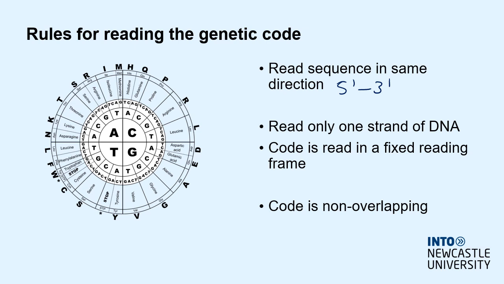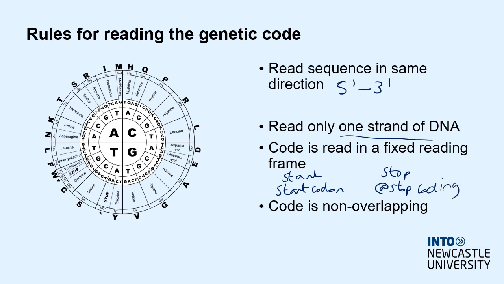We're only going to read one strand of DNA at a time. So when we're making the protein, we're only making the protein from one strand of the DNA. We read in a fixed reading frame. So what this means is we're going to start at the start codon and we stop at the stop codon. Excellent naming system. Start at the start, stop at the stop.